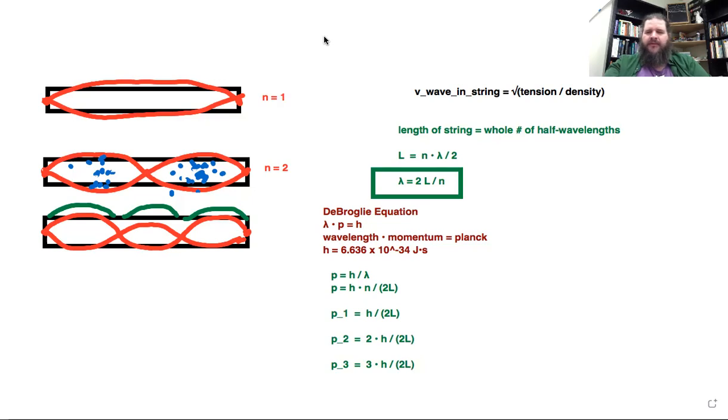Yeah, you're welcome. So in fact, this is following exactly the same pattern. The idea that the nth momentum is exactly n times as much as the fundamental momentum. Exactly in the same way that for the waves on a string, the nth harmonic had a frequency that was exactly n times as much as the fundamental harmonic. So it is following the same pattern in terms of n times some constant that is the fundamental harmonic.